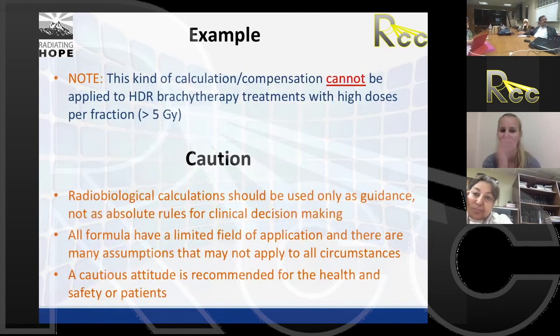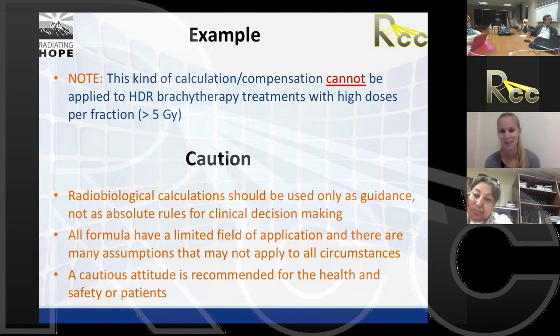Okay, so I just want to stress again that this kind of calculation and dose compensation can't be applied to high dose rate brachytherapy treatments with high doses per fraction. Those equations that we look at really start to break down at much higher doses per fraction because we just don't have enough data, enough clinical evidence in order to be able to apply those formulas to high doses per fraction.